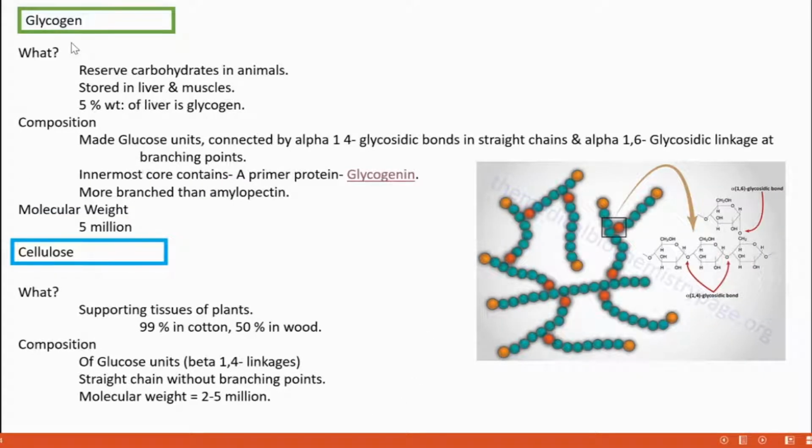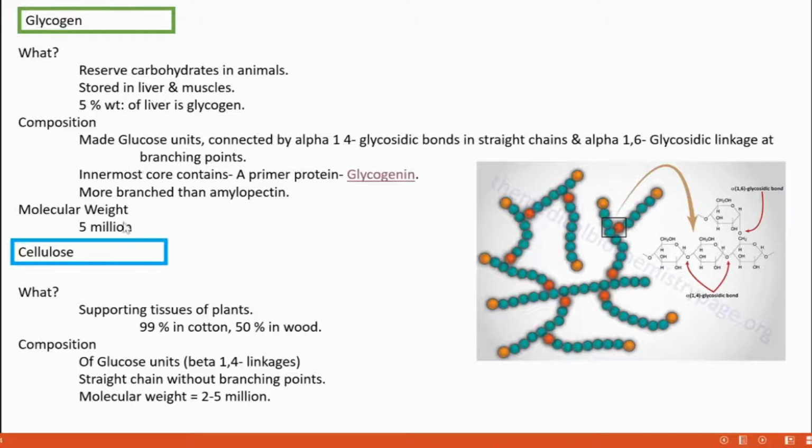Then glycogen. What is glycogen? It is a reserve food present in animals, not in plants. It is stored in liver and muscles. If we take the liver, 5% of its weight is glycogen. The composition of glycogen: it is made up of glucose units connected by alpha 1,4 glycosidic bonds forming a straight chain, and at the branching point the linkage is a 1,6 glycosidic linkage.